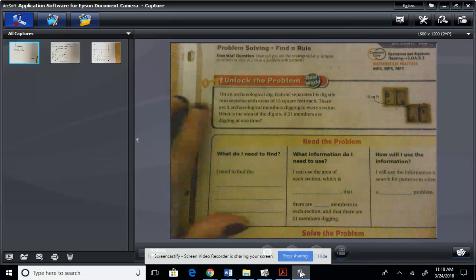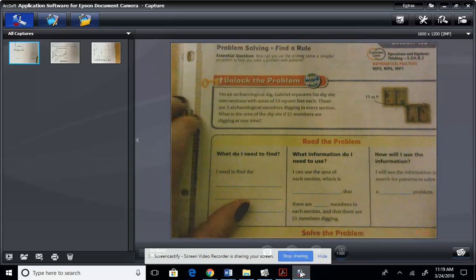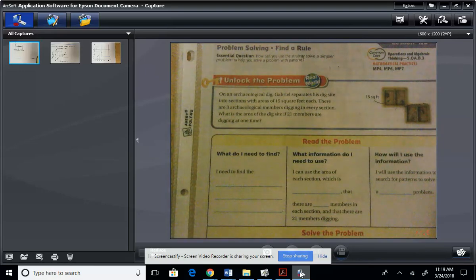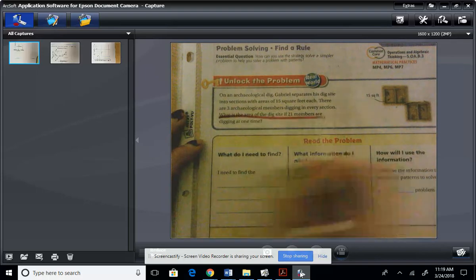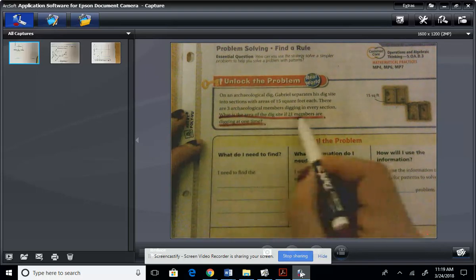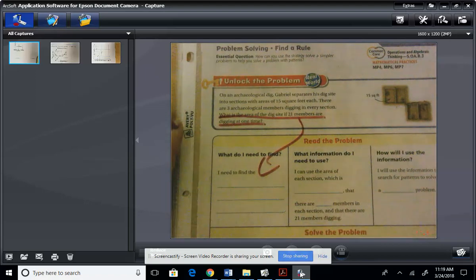All right. On an archaeological dig, Gabriel separated his dig site into sections with areas of 15 feet each. There are 3 archaeological members digging in each section. What would the area be of the dig if 21 members are digging at one time? So what do we want to find out? We want to know the area that would be if there were 21 members digging.